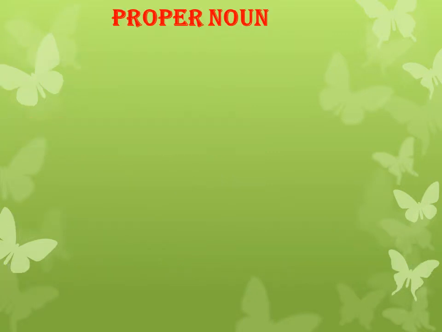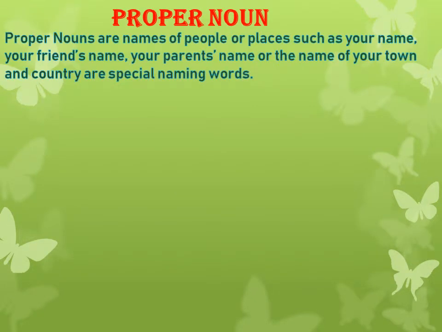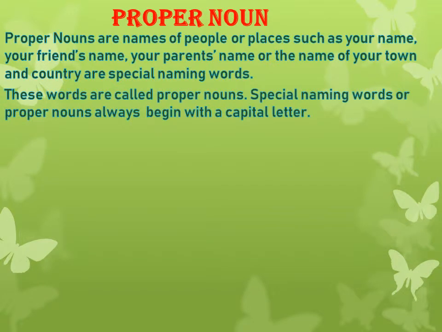Proper noun. Proper nouns are names of people or places such as your name, your friend's name, your parents' name, or the name of your town and country are special naming words. These words are called proper nouns. Special naming words or proper nouns always begin with a capital letter.